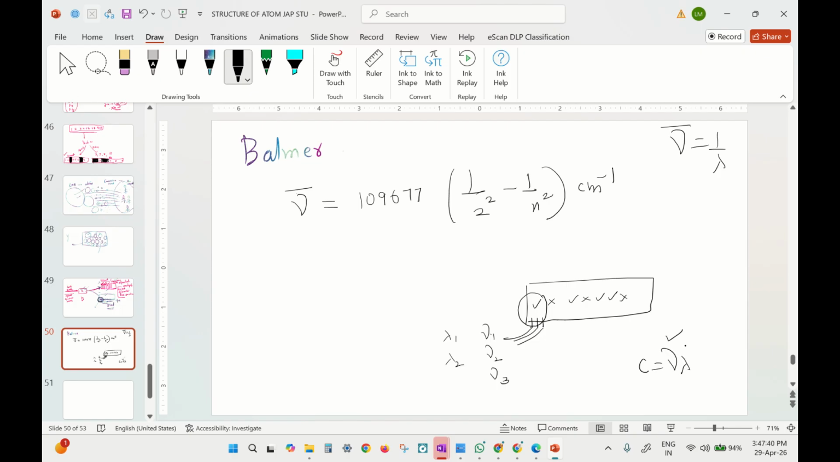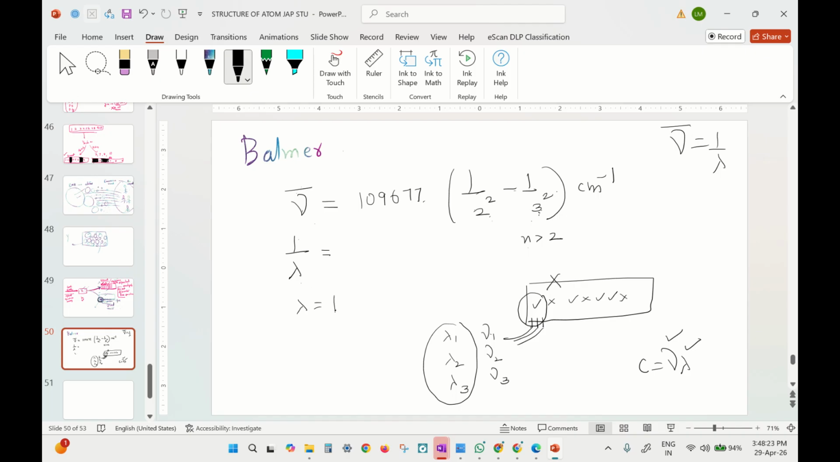So these lambdas are present, and the other lambda values are missing, right? Whatever is present complies with this equation. Any electromagnetic radiation which corresponds to substituting an n value greater than 2 in this equation: 109677 into 1 by 2 square minus 1 by n square, where n is greater than 2. This was the suggestion by Balmer. When I substitute 3, I get one wave number, invert it, and I get some lambda value.